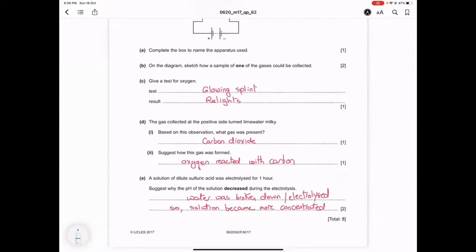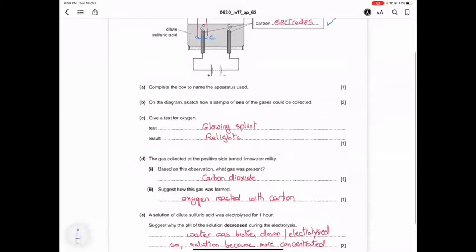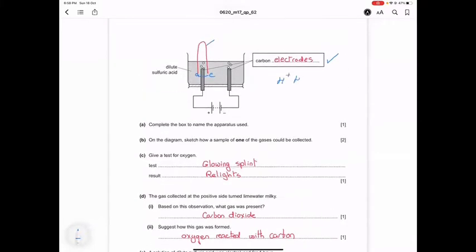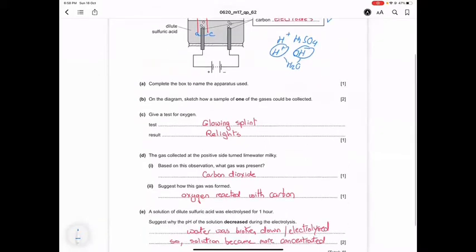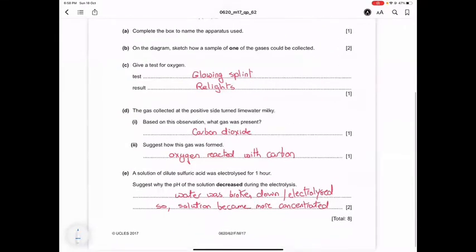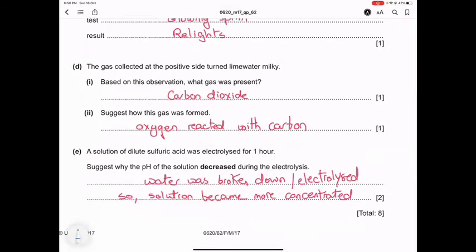E. A solution of dilute sulfuric acid was electrolyzed for 1 hour. Suggest why the pH of the solution decreased during the electrolysis. Of course, when electrolyzing sulfuric acid, what is discharged at both electrodes is hydrogen at the cathode and OH at the anode. This means that water is being electrolyzed, and therefore the solution is getting more concentrated. Water is electrolyzed, so the solution becomes more concentrated, each for a mark.